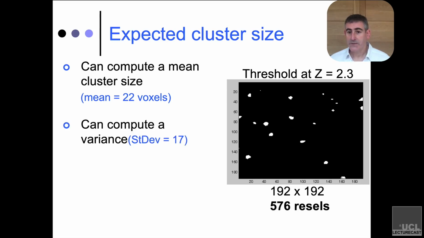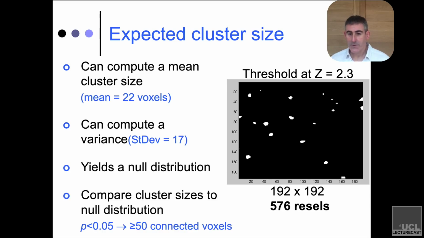Some are bigger, some are smaller, no problem. I can also calculate the standard deviation here, the variance, right? So in this case, there's a standard deviation of 17 voxels. That is to say, the noise is at size 17 voxels. And knowing the mean and the standard deviation, that gives me a null distribution, right? So I've got a mean, a standard deviation, a variance. Then I could say, if that's my null hypothesis, what would I need as an actual cluster size before I said, well, I'm only going to have a 1 in 20 chance of that being a false positive.